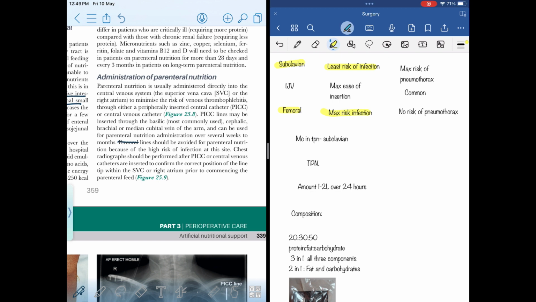So here in the text also you can see it's written femoral lines should be avoided for parenteral nutrition because of high risk of infection at this site. Now in terms of pneumothorax, just imagine the location of the subclavian vein and you can understand, so the maximum risk of pneumothorax is with the subclavian vein. And with the femoral vein, it is really hard to create a pneumothorax, right? So there is least or no risk of pneumothorax with the femoral vein. And internal jugular vein, it is common. Now, ease of insertion is maximum with the internal jugular vein. That is why overall the most commonly used vein is the internal jugular vein, but in TPN it is subclavian.